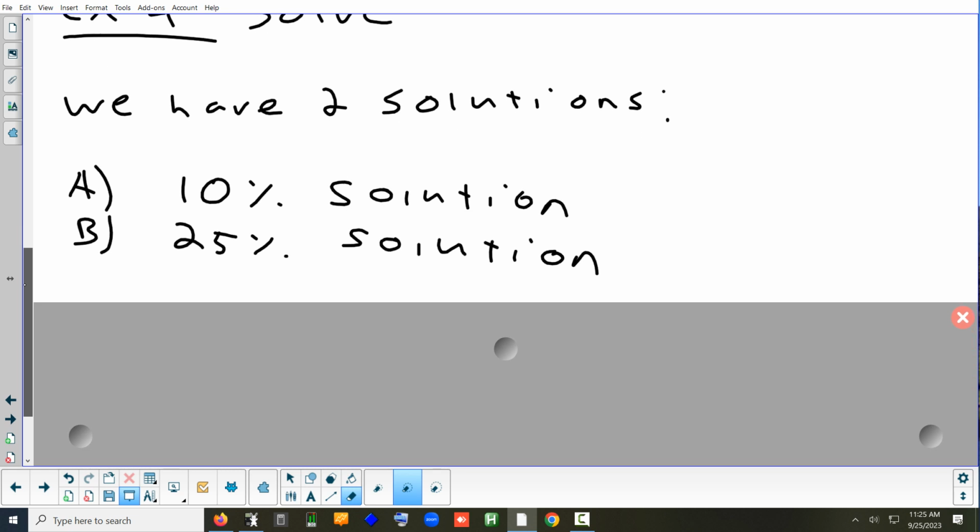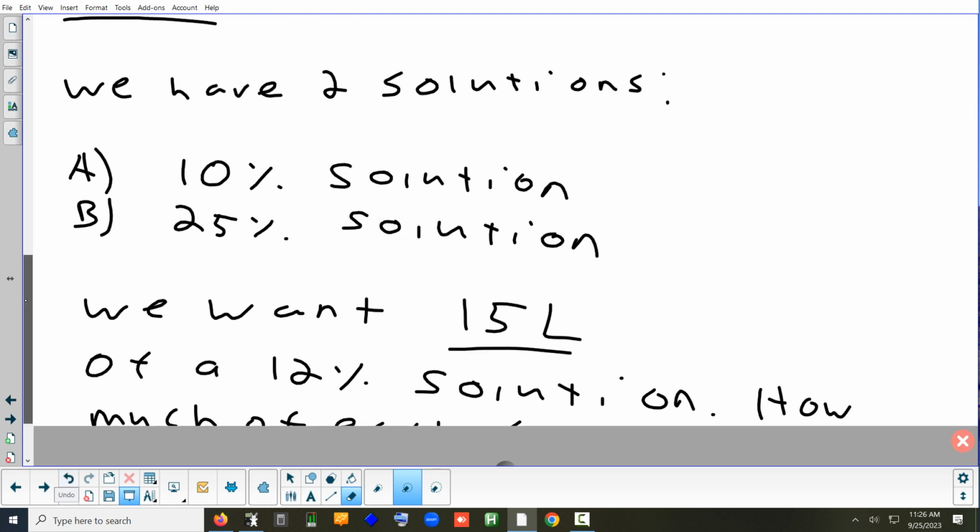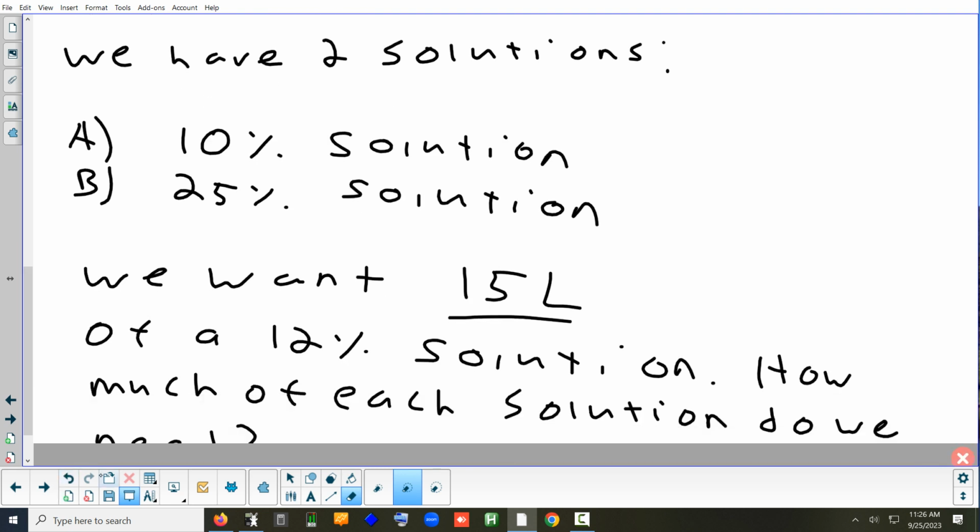So we've got those two solutions, and I want to mix them together so that I end up with exactly 15 liters of liquid, and I want the strength to be 12%. So just based on the strength of the final mixture, which solution do you think I'm probably going to use more of, A or B? You're going to use more of A because you want it closer to 10, so it's going to be closer to A.